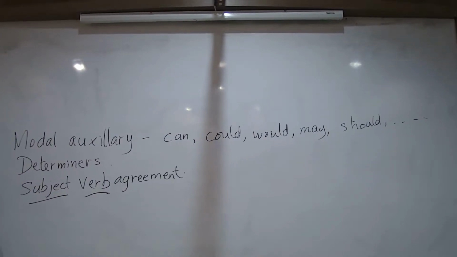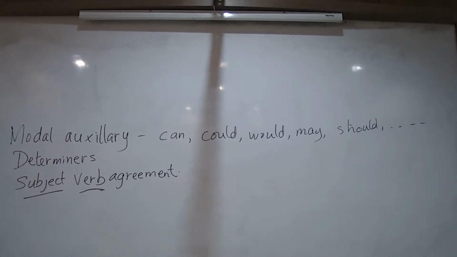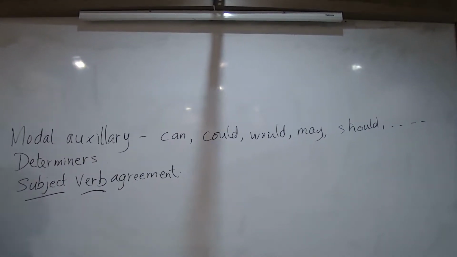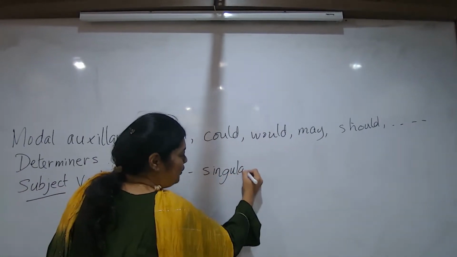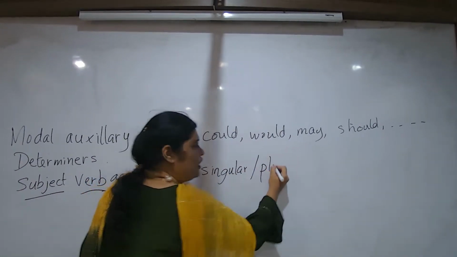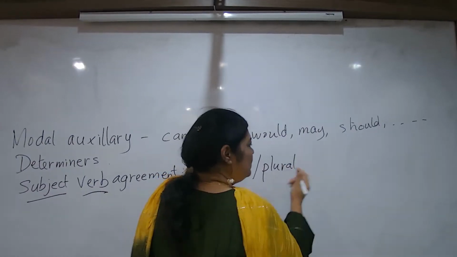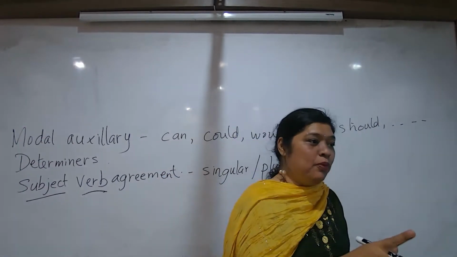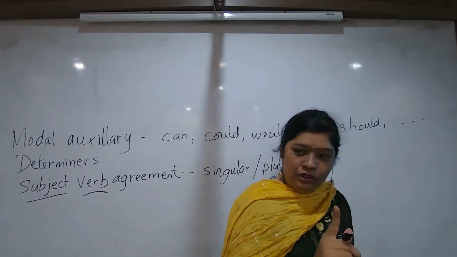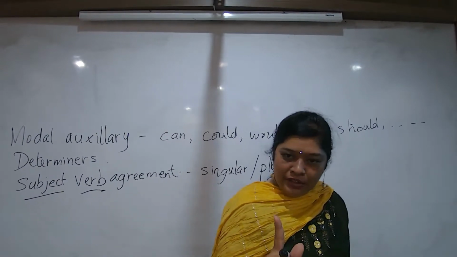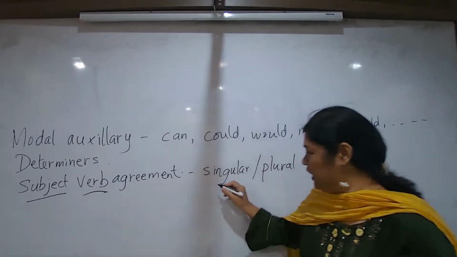Now, in subject verb agreement, you just have to make sure that you know what is singular and what is plural. If you know the singular and plural, you will know that a singular subject will come with a singular verb and a plural subject will come with a plural verb. Understood? This you should be very, very careful with.